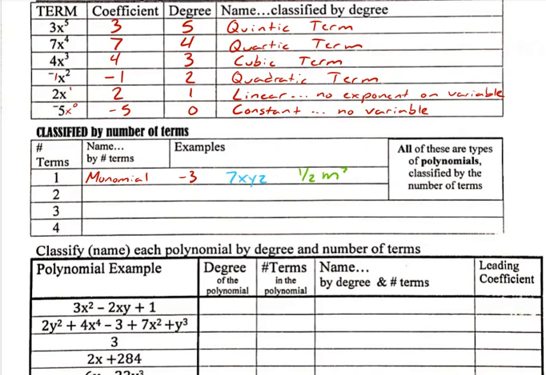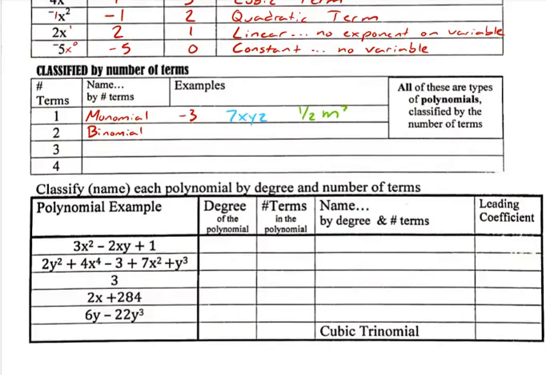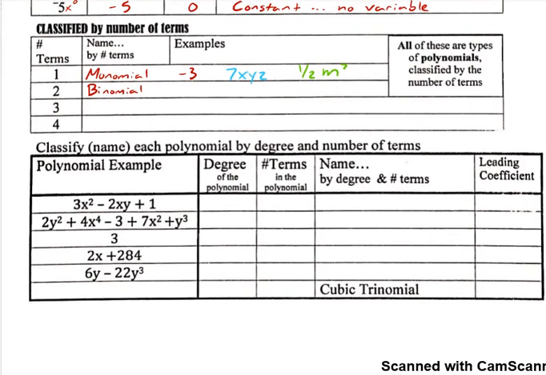Two terms is considered a binomial. Think of 2 as a bicycle with 2 wheels. That's where binomial comes from. An example, x plus 7. Notice how there's one term and two terms. Another example would be 3x squared minus 2x. Those are both binomials.